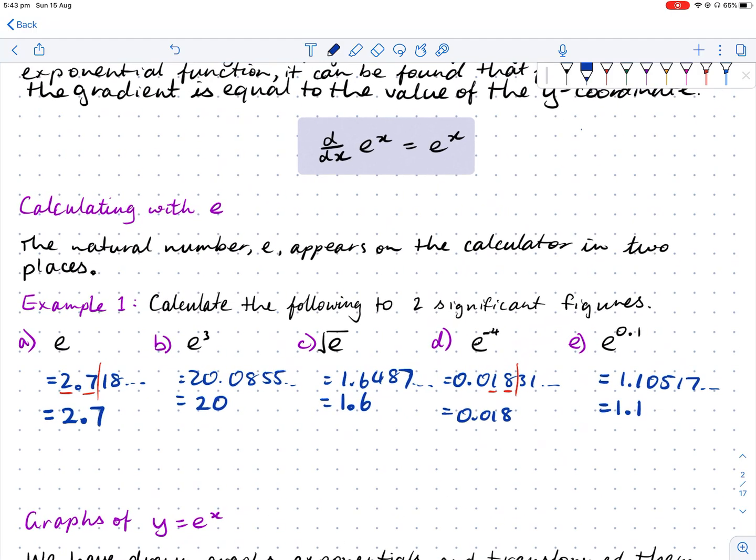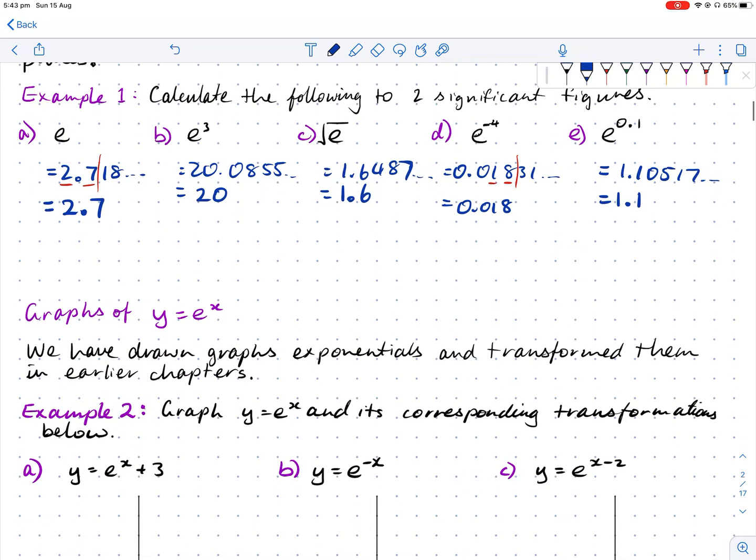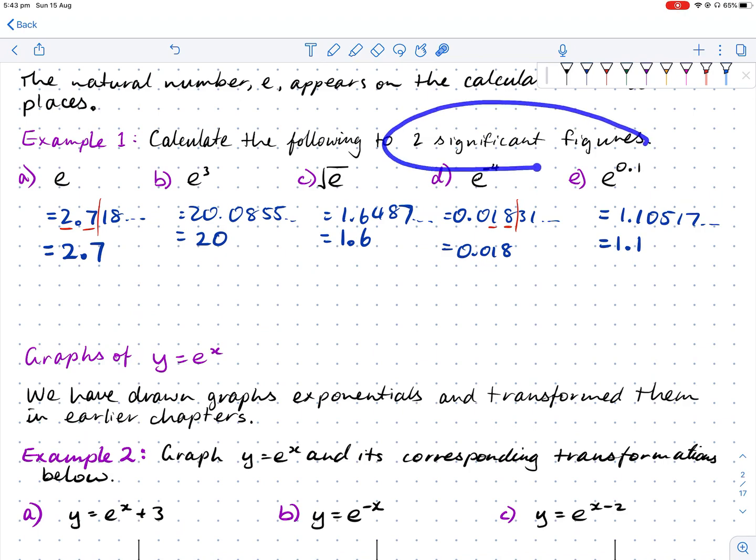So that's just a calculator exercise. Hopefully you're okay with finding those values on your calculator. Be very careful with significant figures. Make sure you know how to round these numbers off.